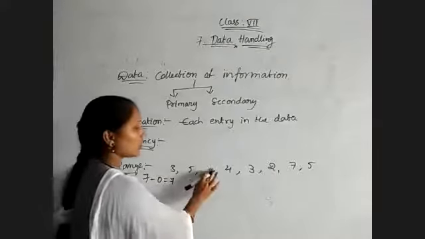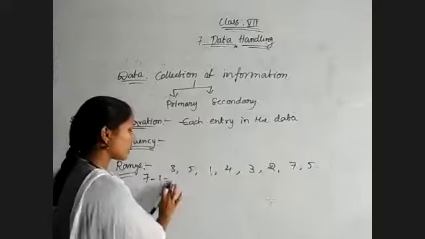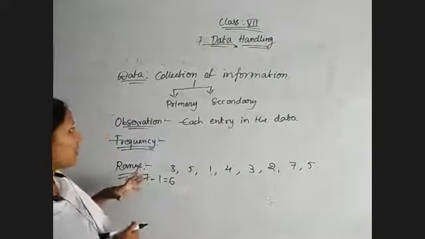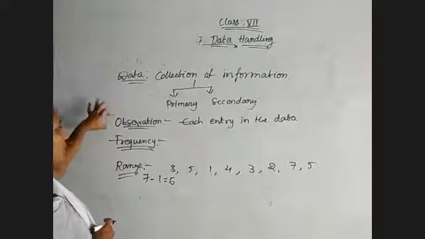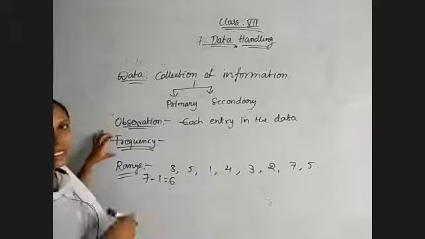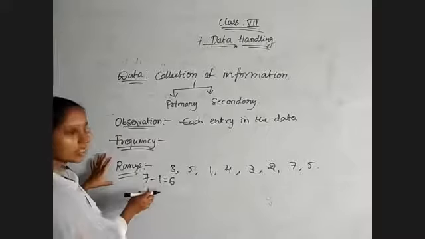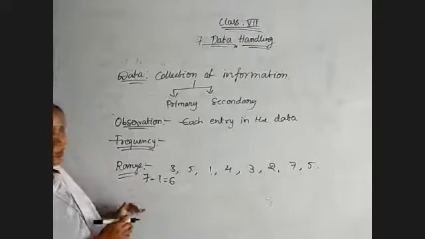Actually, if I am taking 1, then 7 minus 1, which is equal to 6. 6 is the range of the data. Okay, so remember the points. Data means collection of information. Observation is nothing but each entry in the data. Frequency is the count of the observation. Range is the difference between the maximum observation and the minimum observation.